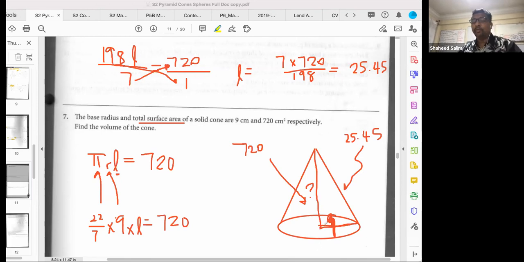Once you find the height, you want to find the volume. Area times height, divided by 3, or 1/3 times area times height. So the area is pi r squared, times your answer here, divided by 3. And that is the volume.